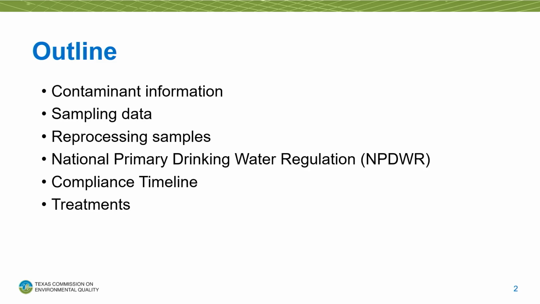All right, thank you. Today I'm going to be talking about the PFAS rule. To give a little bit of an outline of what we'll cover today, I'm going to talk about some contaminant information, so give a little background on what PFAS is. We're going to talk about some sampling data that has already been collected. We're going to talk about the opportunity to reprocess some samples. We're going to talk about the rule itself, and give a little bit of a compliance timeline, and then talk a little bit about treatment options.